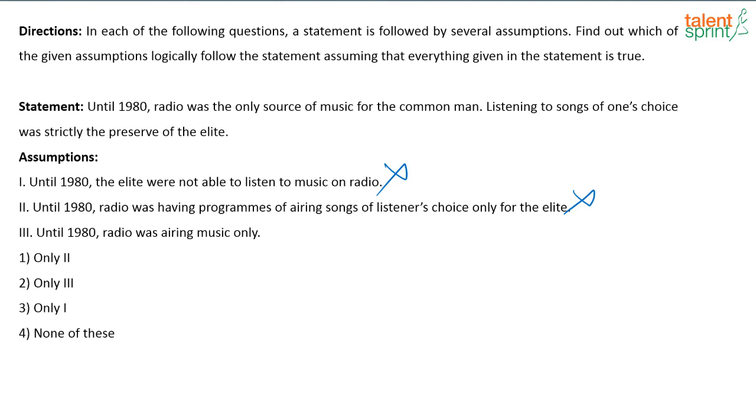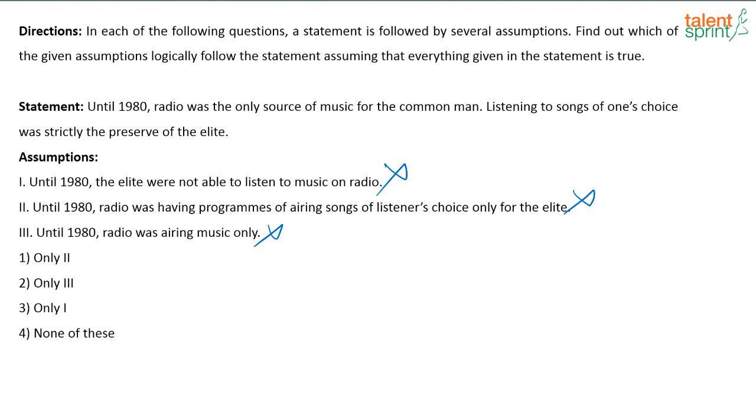Now using the radio they listened or using any other means they listened, we don't know. For the common man, radio was the only source. In the radio they will play one set of songs which everybody will have to listen to. They don't play songs specifically on request, so if I want to listen to one song, I might not get it, right? Now third assumption, until 1980 radio was airing music only. Again, that doesn't seem to be correct. Radio was airing music only means radio cannot also air news, right? So a lot of you have given me the answer as option 2.